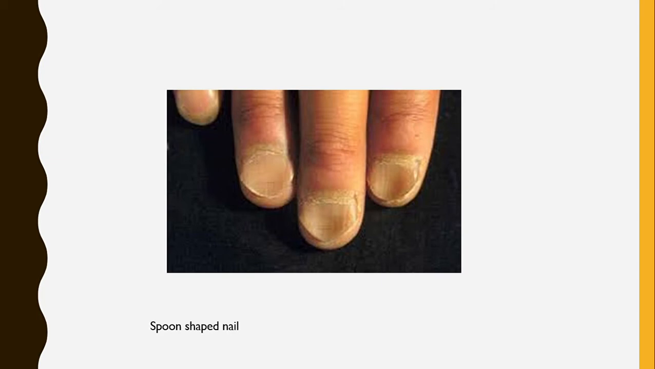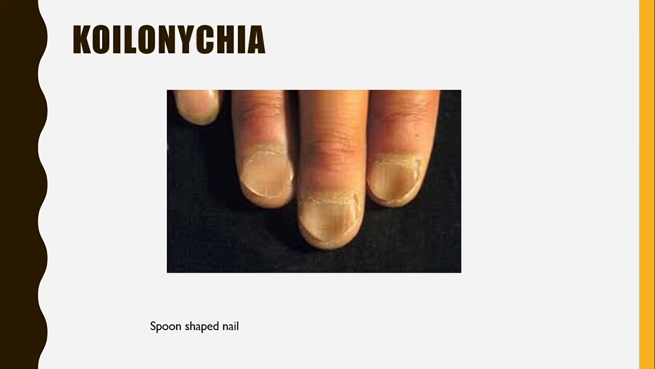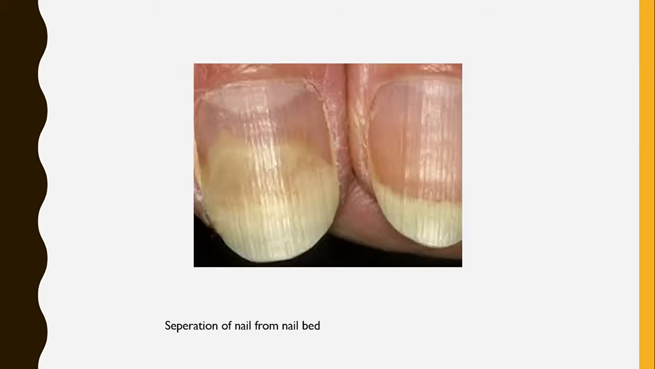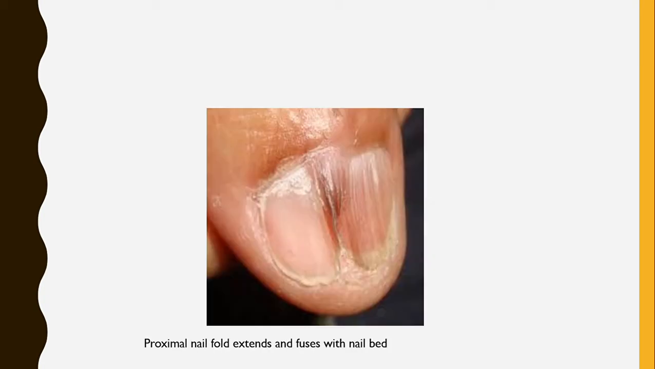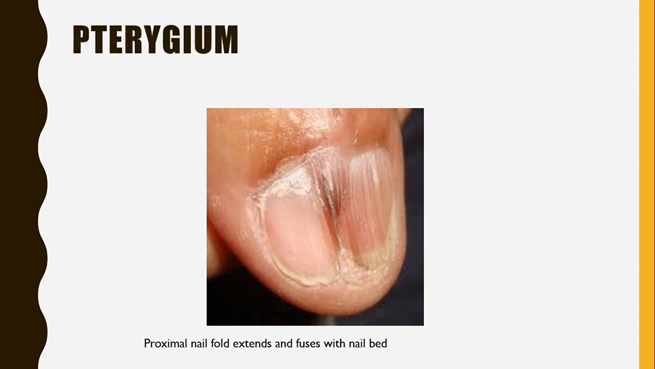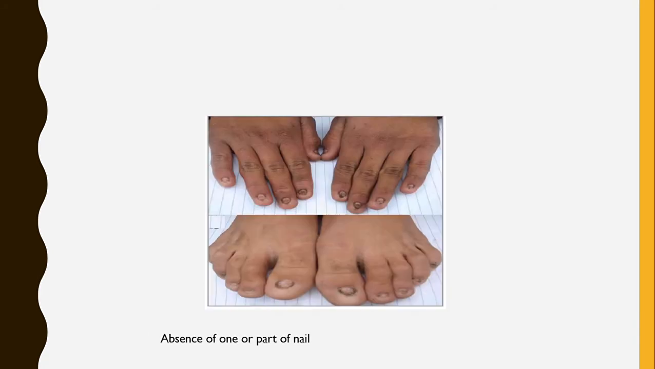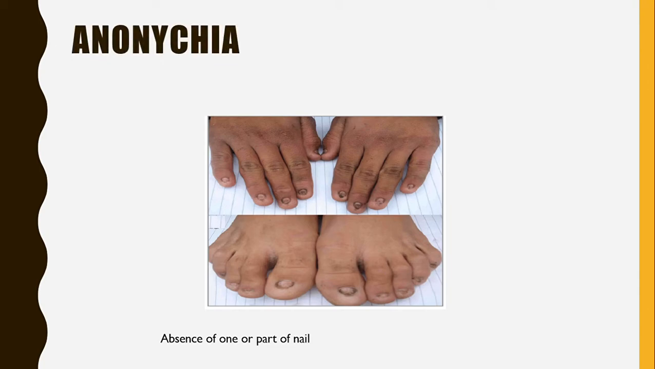This is an image showing a nail with spoon-shaped nails. This is koilonychia. In this nail, there is separation of nail from nail bed. This is onycholysis. In this, the proximal nail fold extends and fuses with the nail bed. This is pterygium of nail. In this, there is absence of ulnar part of the nail. This is onychia.